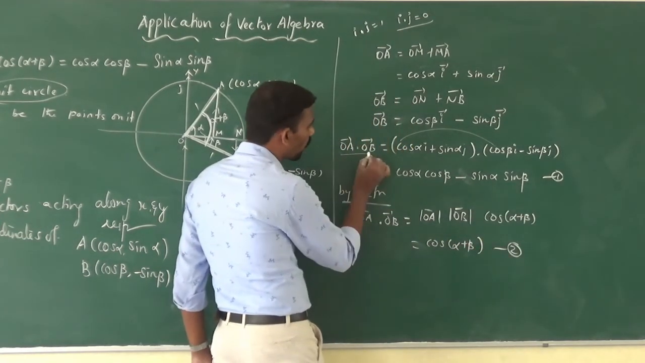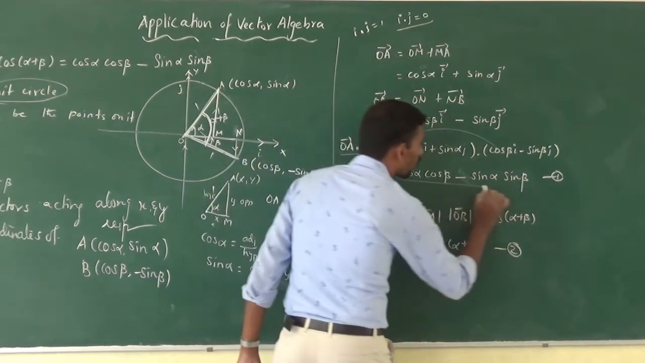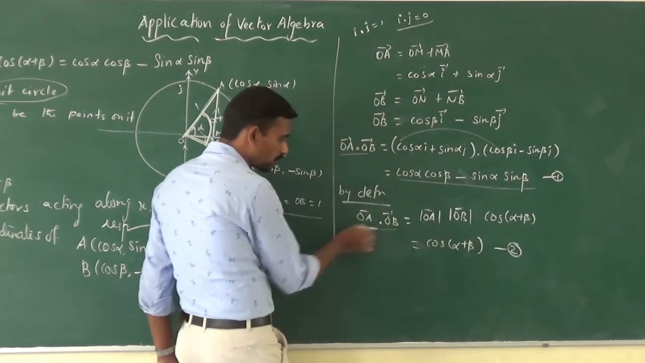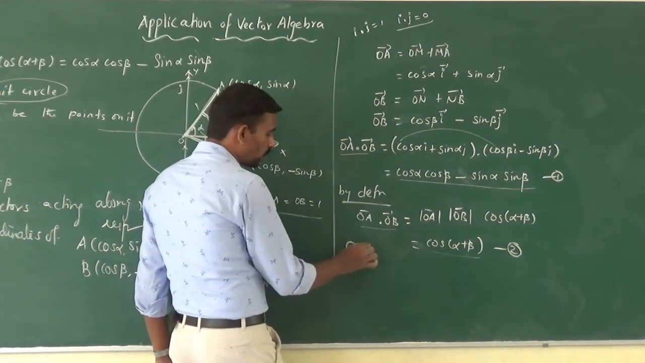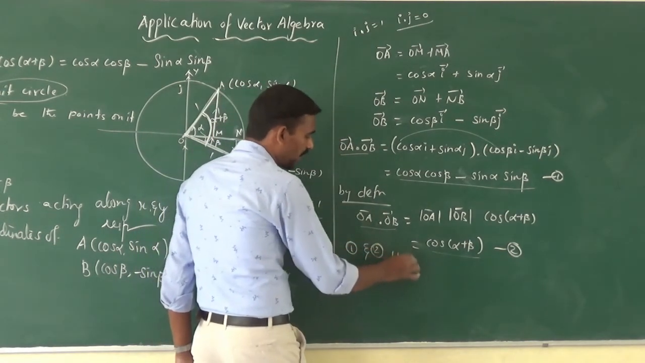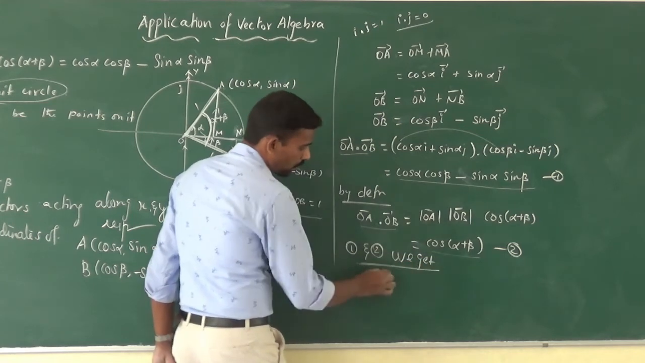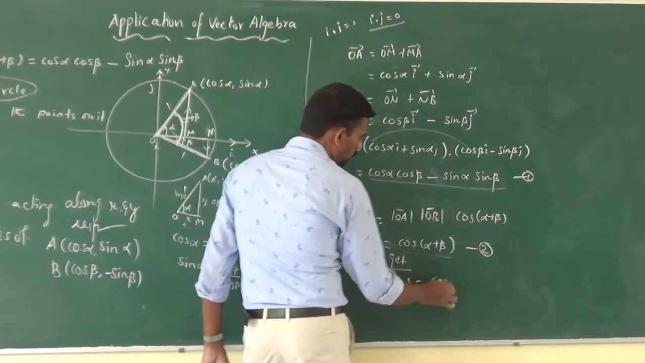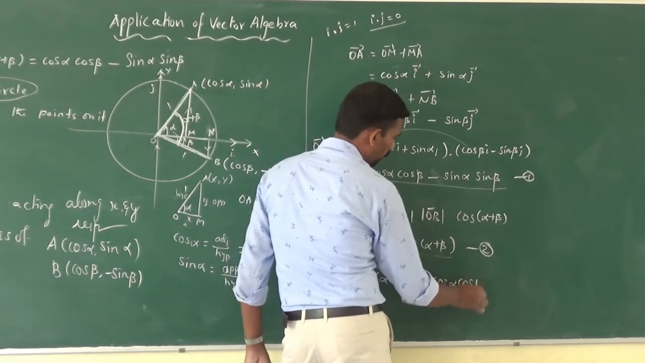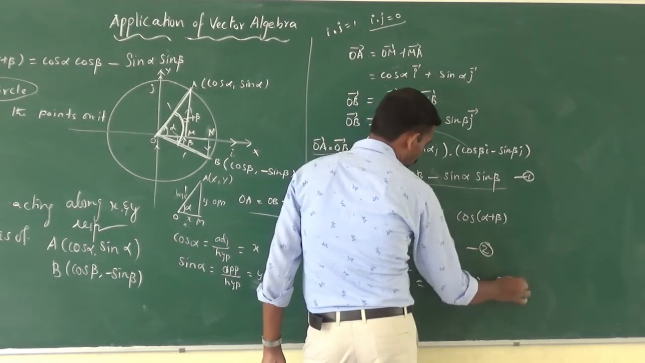So here OA dot OB is equal to cos alpha cos beta minus sin alpha sin beta. Here also OA dot OB is equal to cos of alpha plus beta. From 1 and 2 we get cos of alpha plus beta is equal to cos alpha cos beta minus sin alpha sin beta.